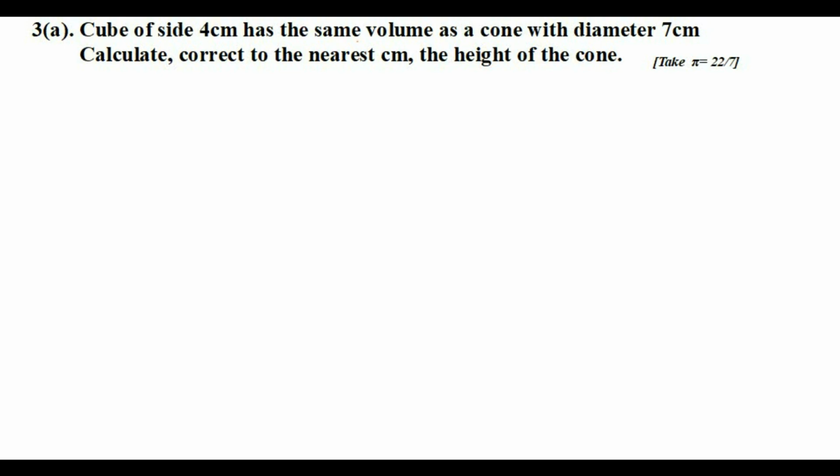In this video, I'll be solving question number 3 of WAEC Mathematics Theory November 2011 question. And in this particular question, we have it thus: a cube of side 4 centimeter has the same volume as a cone with diameter 7 centimeter. Calculate correct to the nearest centimeter the height of the cone. Take pi as 22/7. All right. In this particular question, we have two solid shapes.